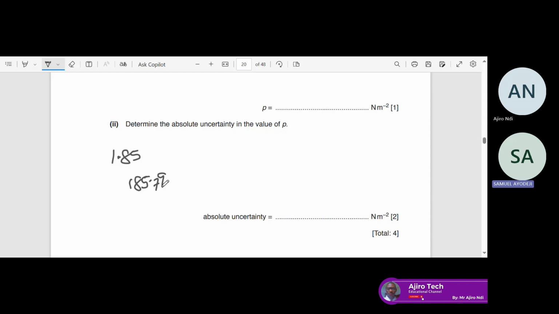Okay. Now in this case, you can't leave it like this because it has to be one significant figure. So uncertainty must be one significant figure. So that will give you 200.